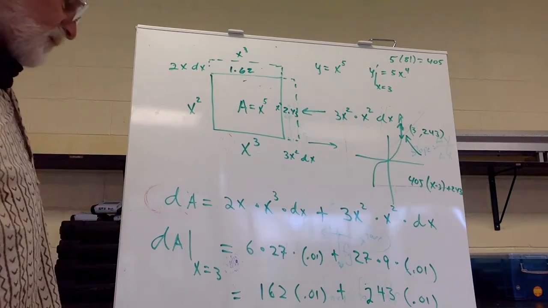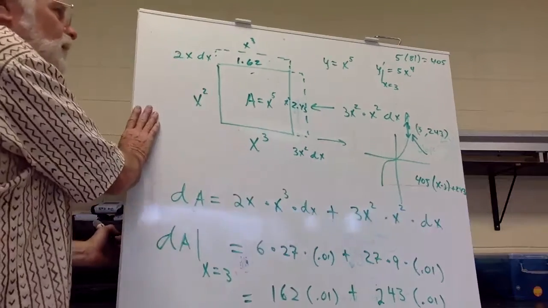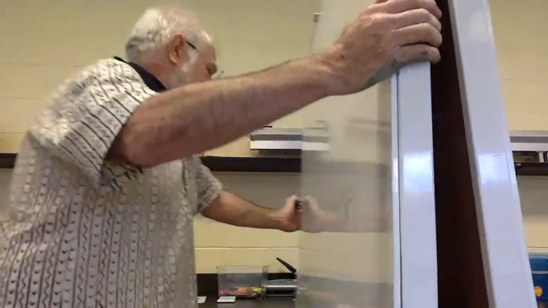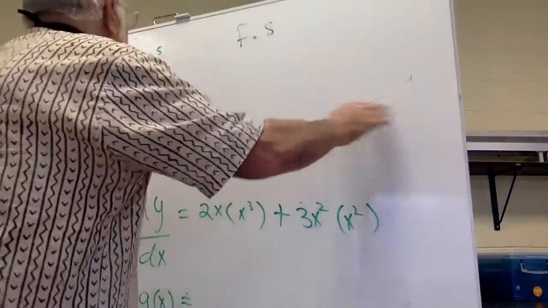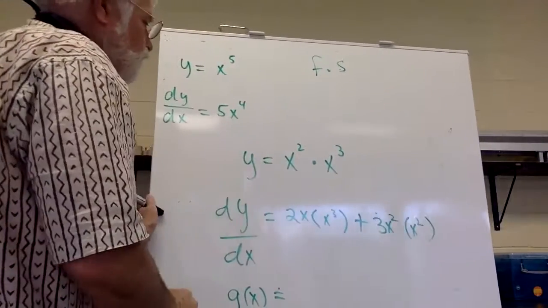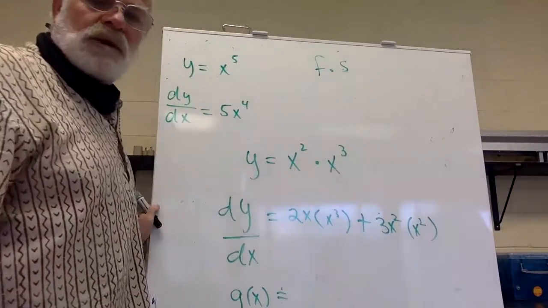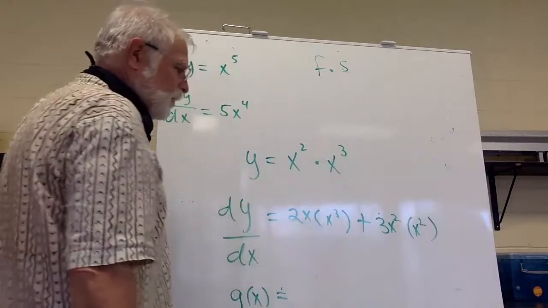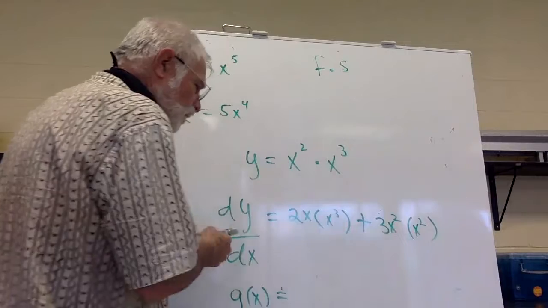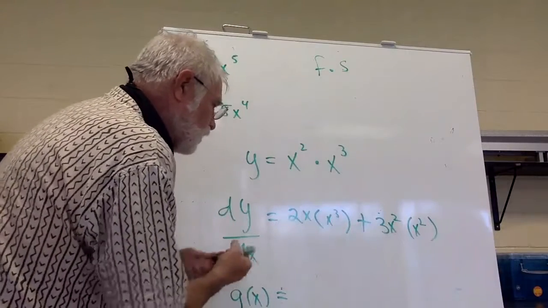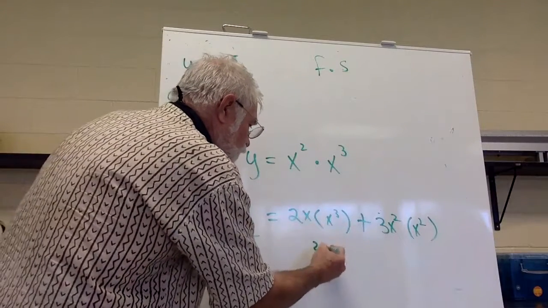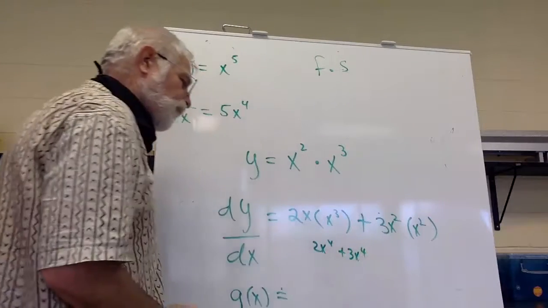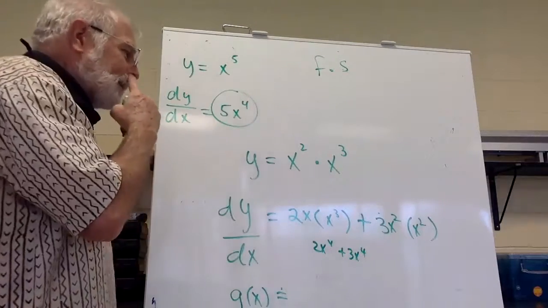All right, so almost to the product rule now. I think I can turn this around. Yeah, here we go. So x to the fifth, which is 5x to the fourth for a derivative, we could express x to the fifth as x squared times x cubed. So what is dy dx? It's 2x times x cubed plus 3x squared times x squared, which is equal to 2x to the fourth plus 3x to the fourth. And what is 2x to the fourth plus 3x to the fourth? Oh yeah, 5x to the fourth.